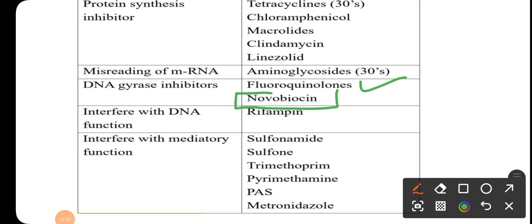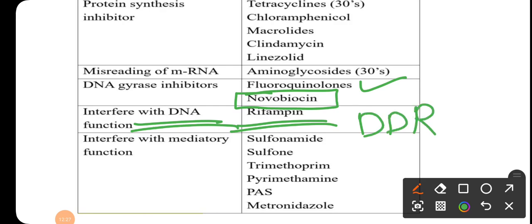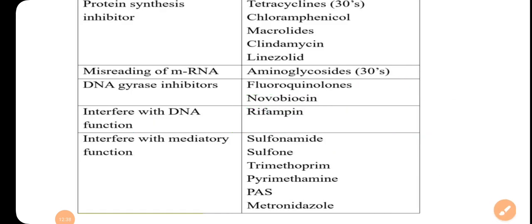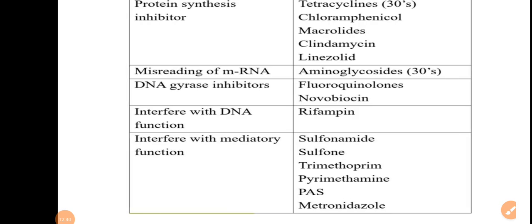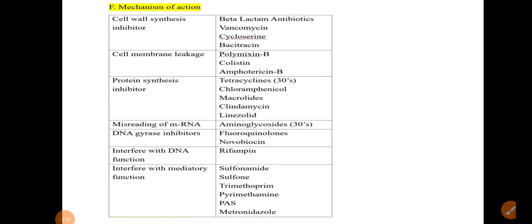One other example is novobiocin, which also inhibits the DNA gyrase enzyme. And to interfere with DNA function, that is rifampicin. Which enzyme does it inhibit? That is the DNA dependent RNA polymerase. So rifampin inhibits this enzyme, DNA dependent RNA polymerase. Here are some other options, such as interfering with metabolic functions. So these are all the classifications based on your mechanism of action.